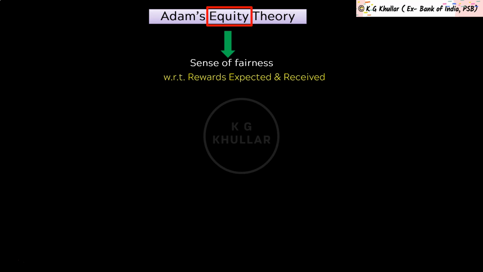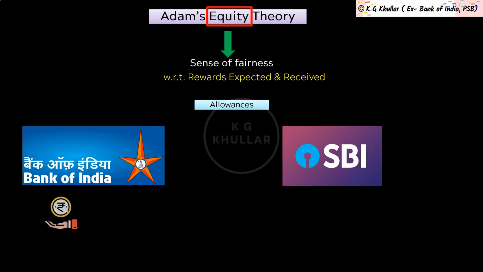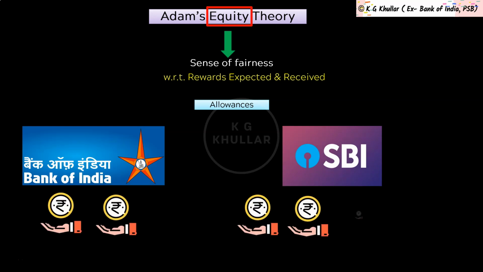Now in banking terms, I can explain this with the help of banker's allowance in different banks. Friends, when I joined Bank of India as a DRO, some seniors always used to compare their allowances with banks like SBI. They always used to say, see what SBI and other bankers are getting as allowances. In SBI, even assistant is getting petrol allowance and many other things. But here in our bank, we are getting lesser allowances. So friends, this is basically an example of equity.